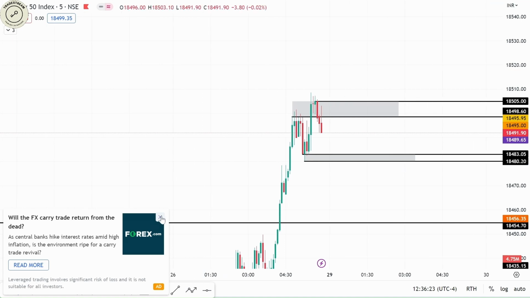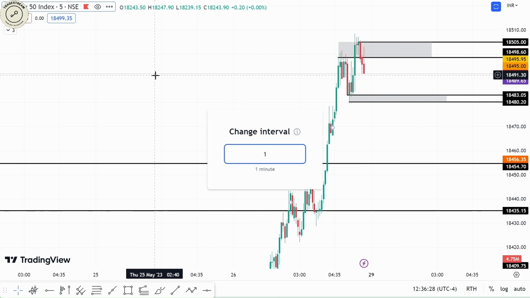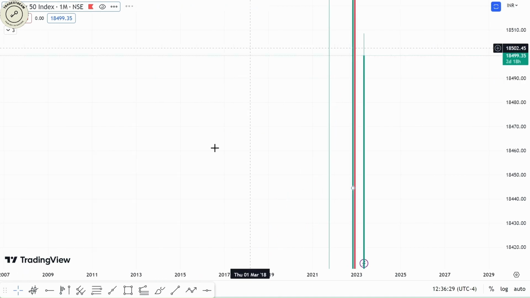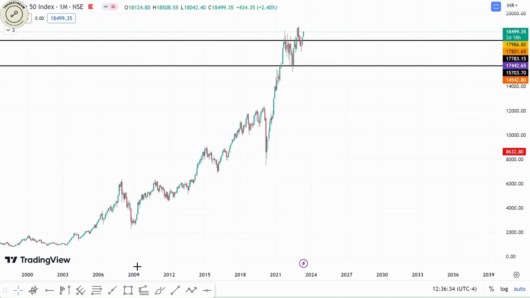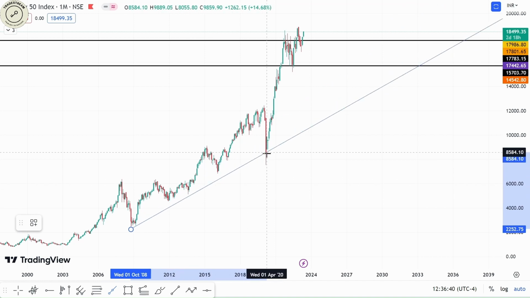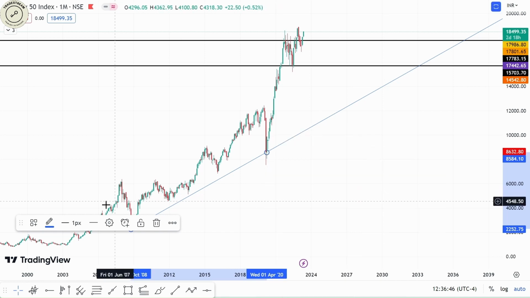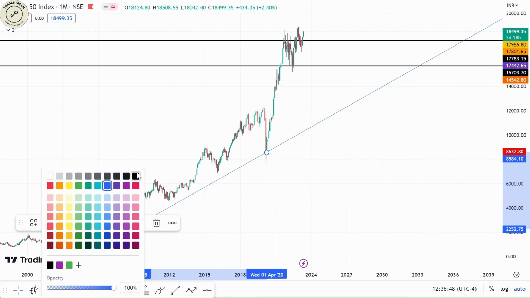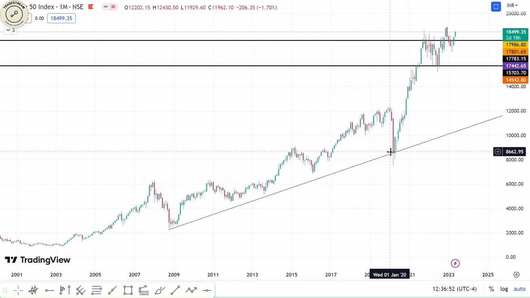So as we have drawn all the levels, TradingView can sometimes be annoying if you don't have the membership. So I just try to use the free account. So this is monthly, right? Let's start from the monthly and let's make this black, so that way we don't have a bunch of colors.